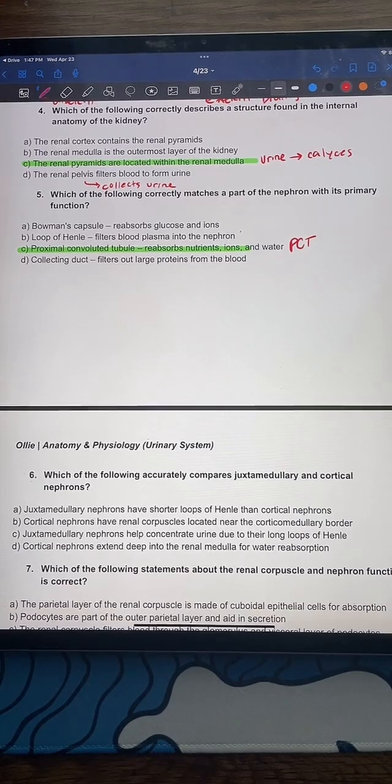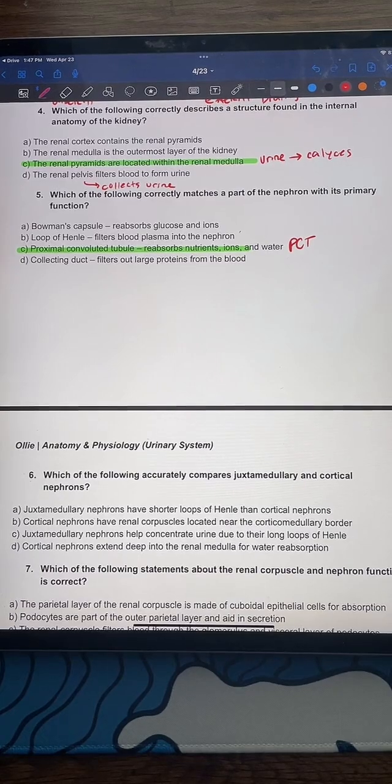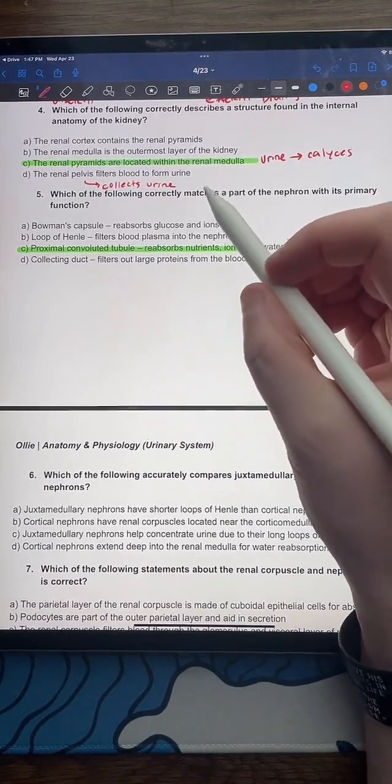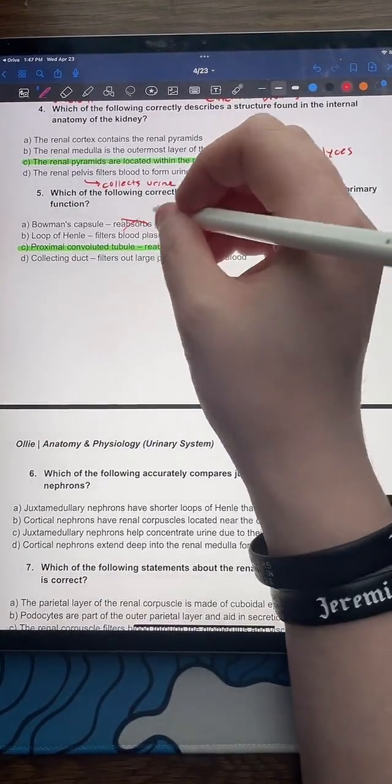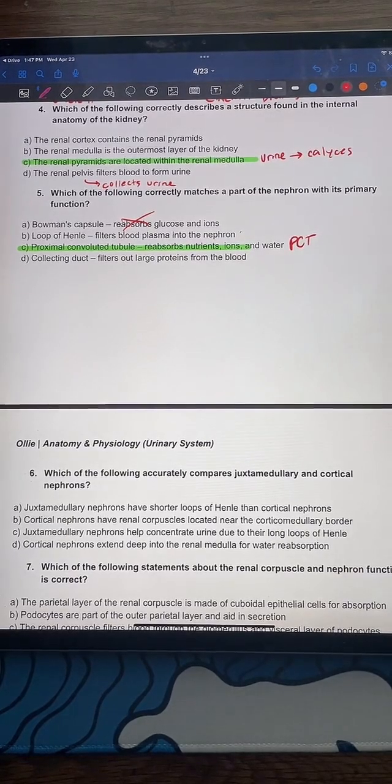The PCT is responsible for the majority of reabsorption. Nutrients like glucose, amino acids, electrolytes, ions, water. The Bowman's capsule collects filtrate, but it doesn't reabsorb nutrients. The loop of Henle concentrates urine by reabsorbing water and salts, not filtering.